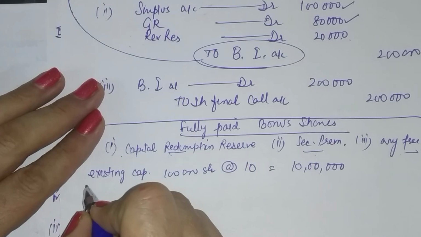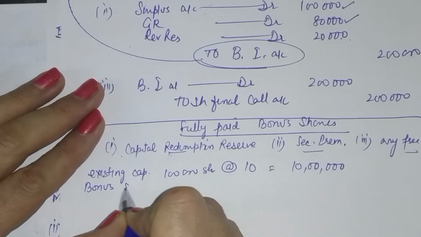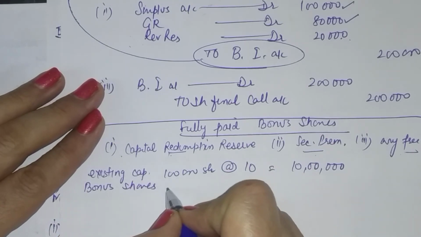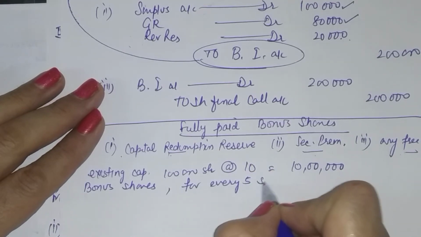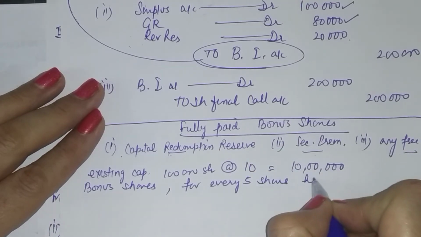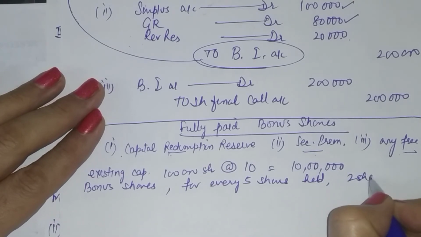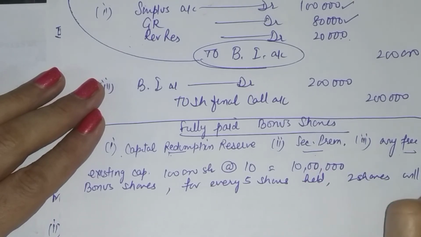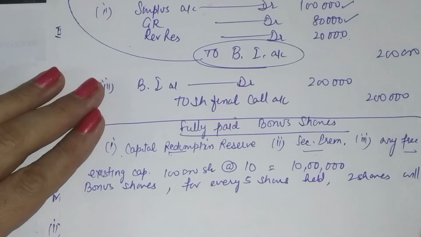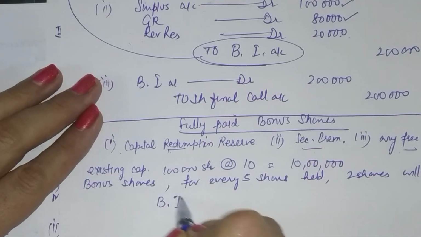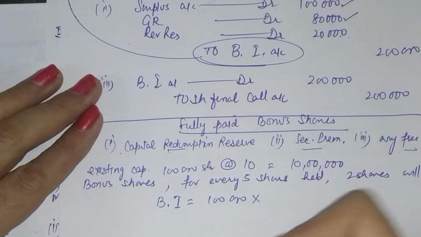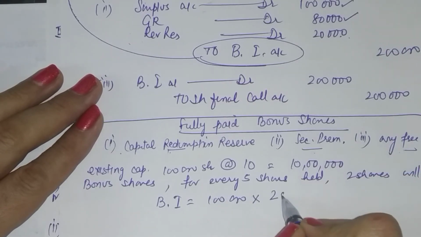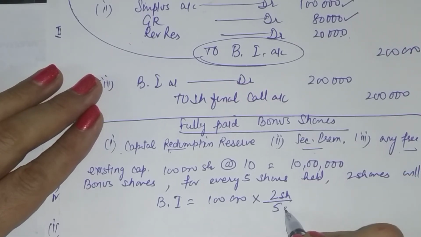Now suppose the company is to issue bonus shares. As such, for every 5 shares held, 2 shares will be given as bonus shares. So the amount of bonus issue will be, you have 1 lakh shares. So how many shares will be issued for bonus? 2 shares for every 5 held.